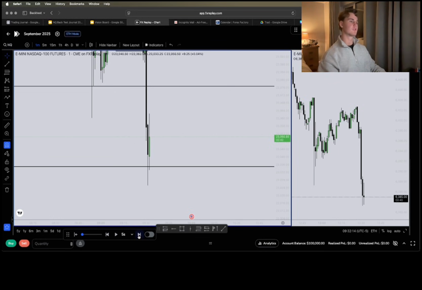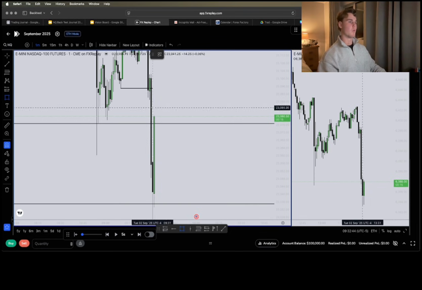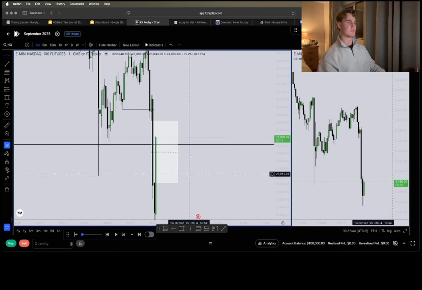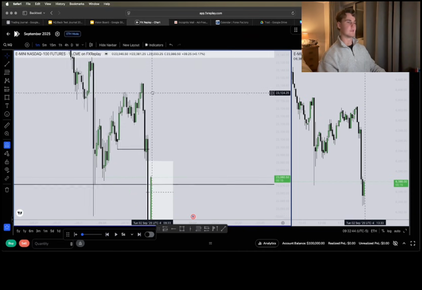Okay, so we're respecting, okay, so we do see displacement higher. Now, what was I saying? I'd like to see this SIBI get disrespected to then target these draws on liquidity up here, which are our relatively equal highs.